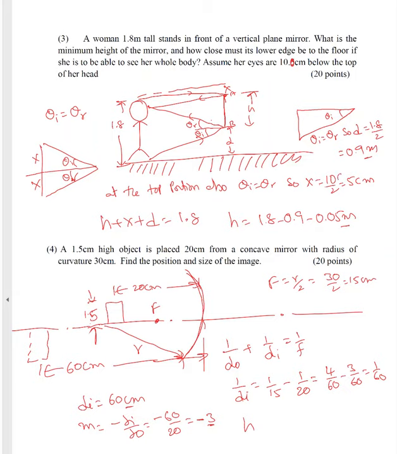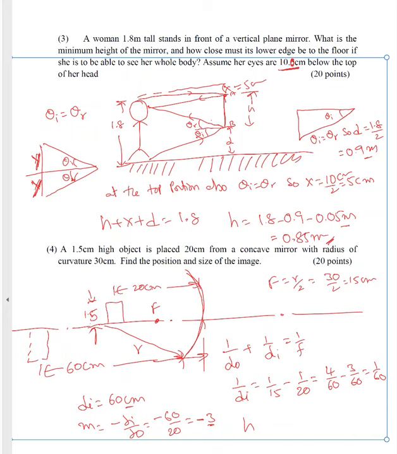Okay, now here I'm using the x there, so don't get confused. Let me change this to some distance y. Okay, and now here I'm using that as x. That x also, here he clearly mentioned assume her eyes are 10 centimeter below, so this x value must be 5 centimeter. That's how I found x value. So h plus x plus d must be 1.8 meter. So h must be 1.8 minus 0.9 minus 0.05, because that's in centimeters, so it must be 0.85 meters. Okay, so that's an easy one.